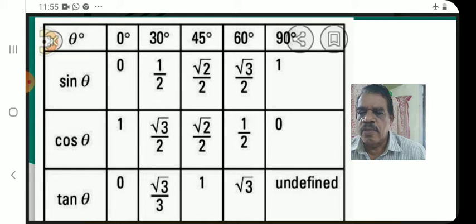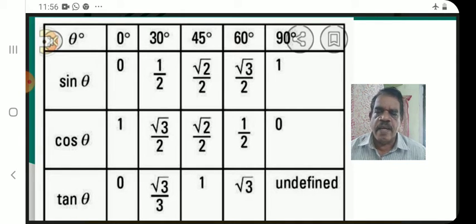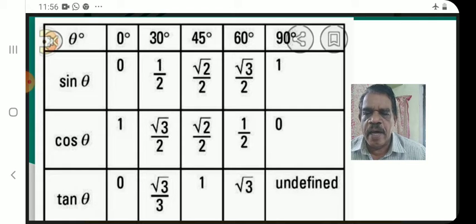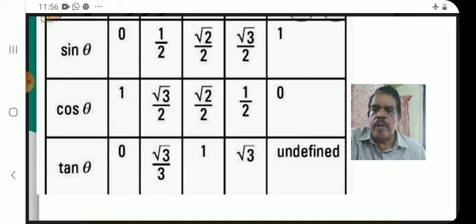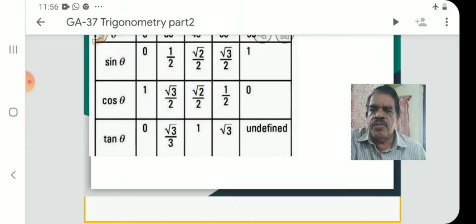Then tan 30 is 1 by root 3 or root 3 by 3. Tan 45 is 1 and tan 60 is root 3 and tan 90 is infinity. It is not undefined, it is infinity. Infinity is not a defined number, it is a maximum number. So we can write it as undefined, or it is actually infinity. These are the important values that you have to remember when we do some of the problems discussed in this session.